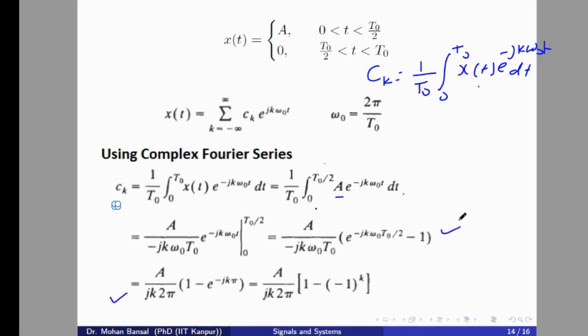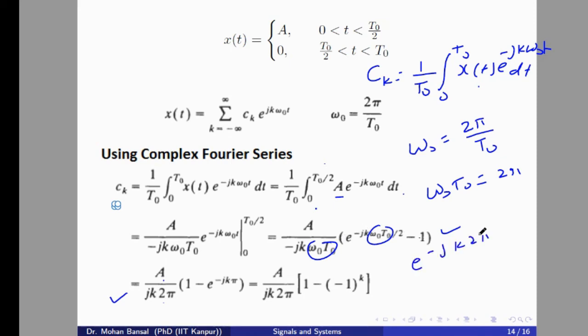You will get this expression here. So you know ω0 is equal to 2π divided by T0. So ω0T0 will be equal to 2π. So here this ω0T0 can be represented as 2π, and this ω0T0 can be represented as 2π. So A divided by jk2π, and this 1, and it will become e^(-jk2π/2). So it can be written as e^(-jkπ). So by simplifying this expression, we have A divided by jk2π into 1 minus (-1) to the power k.